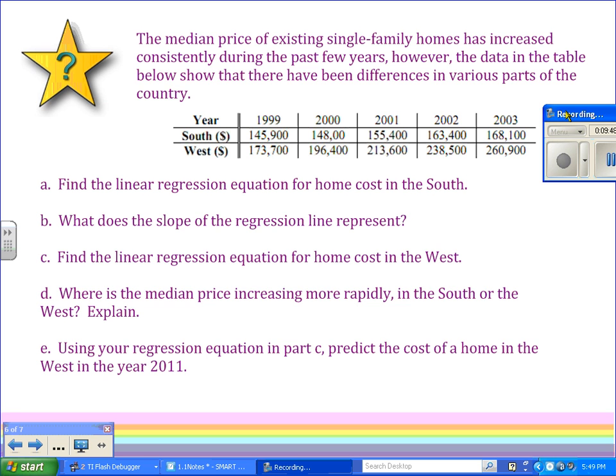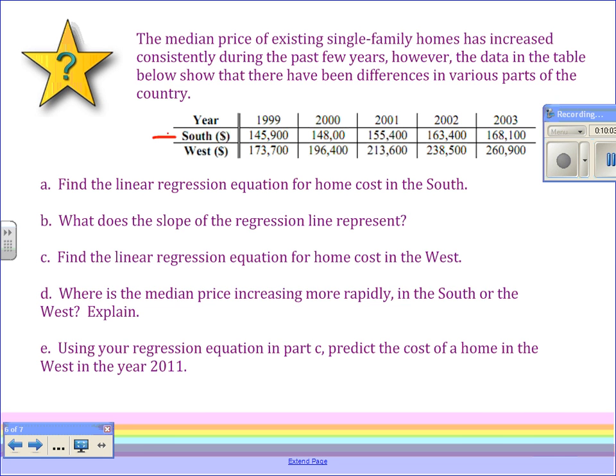So we have 5 different years, and we have the median prices for each of those years in two different categories, right? We have the South and we have the West. Part A says find the linear regression equation for home costs in the South. So I'm just looking at the South row right now, and obviously I'm comparing it to the year. So I'm going to put the year in L1 and then South information in L2. And I can already see that I have questions about the West as well, so let's put that in L3.